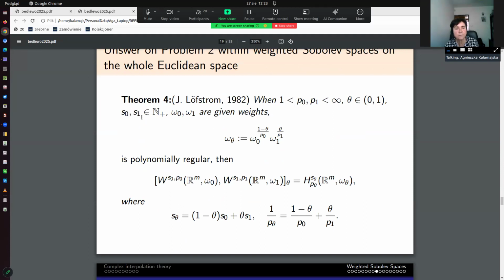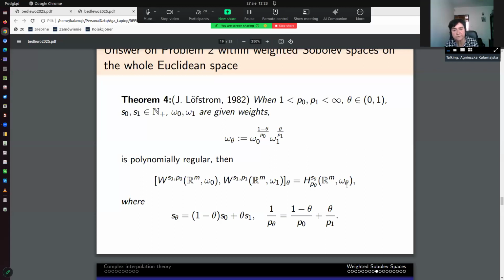I take natural numbers 0 and 1 and 2 weights. I consider the intermediate weight described in this way. And if I know that this is polynomially regular, then there is interpolation. The interpolation space between weighted Sobolev spaces is the same as the fractional order Sobolev space related to omega theta.